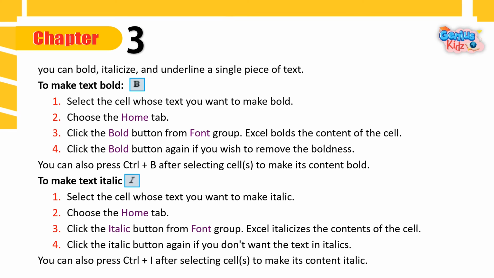To make text italic, 1. Select the cell whose text you want to make italic. 2. Choose the Home tab. 3. Click the Italic button from Font group. Excel italicizes the contents of the cell. 4. Click the Italic button again if you don't want the text in italics. You can also press Ctrl+I after selecting cells to make its content italic.